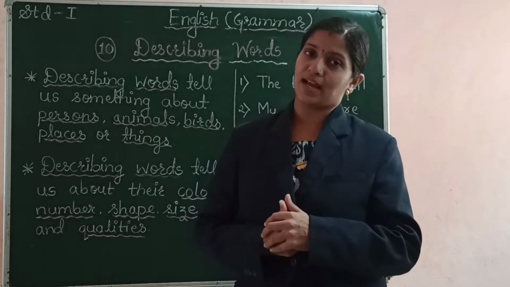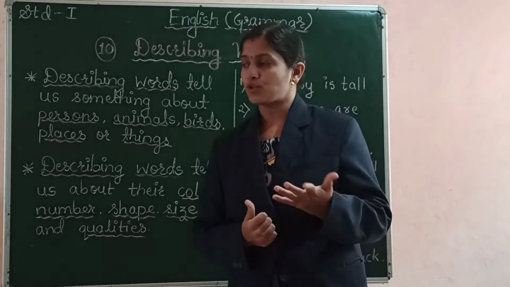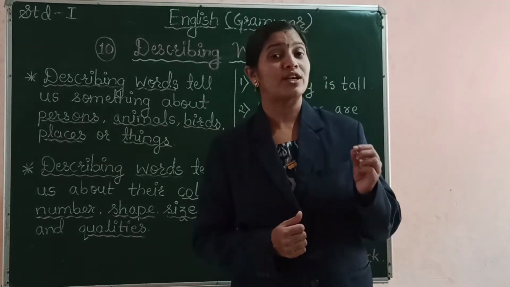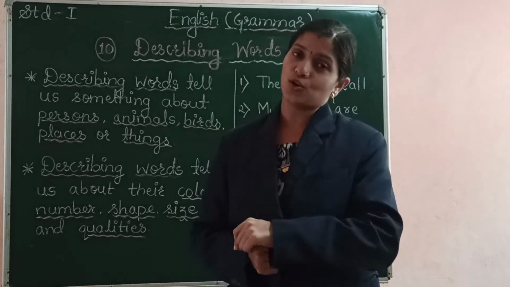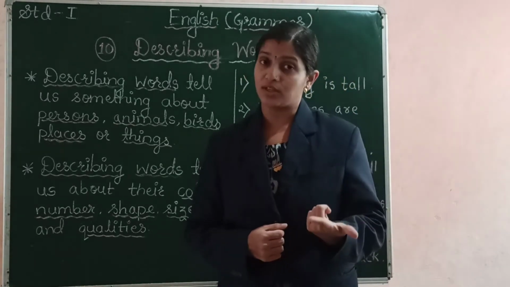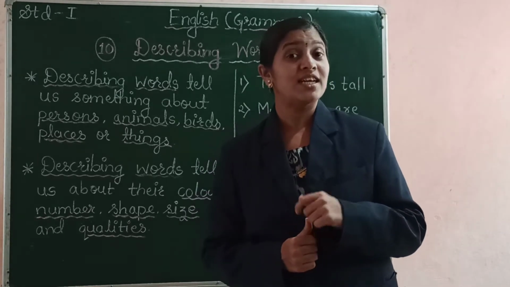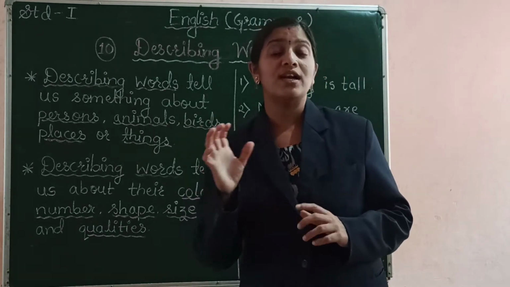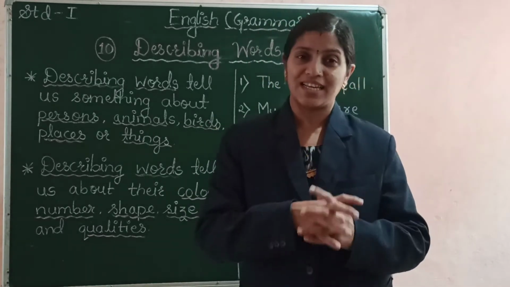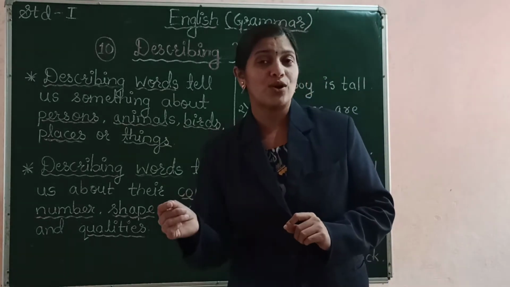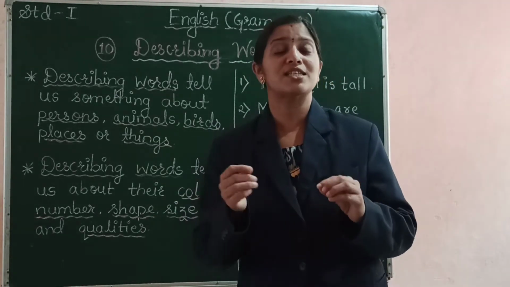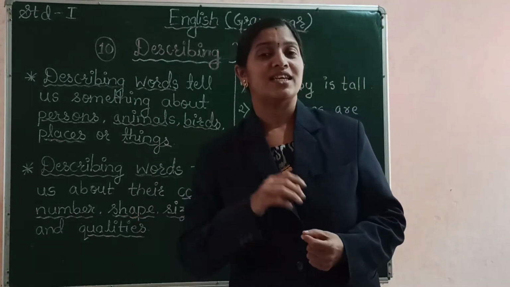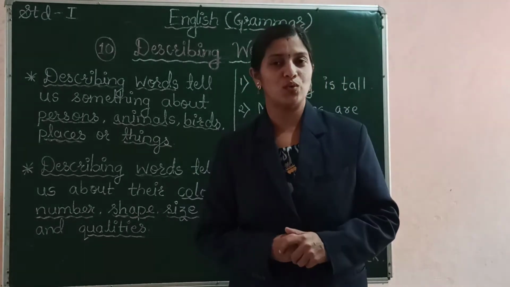Suppose I will take an example. Okay, so suppose I take the example, the tree is tall. So what did I say? The tree is tall. Here I am speaking about the tree. And how is the tree? The tree is tall. So here the word tall tells us how the tree is. It means the word tall is describing or giving us information about the tree. So, the word tall is a describing word.